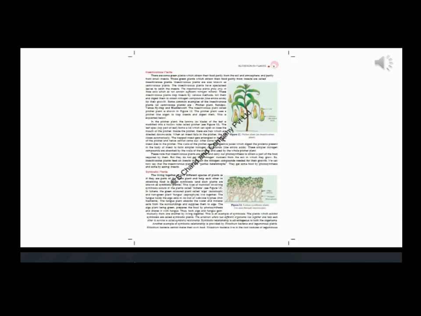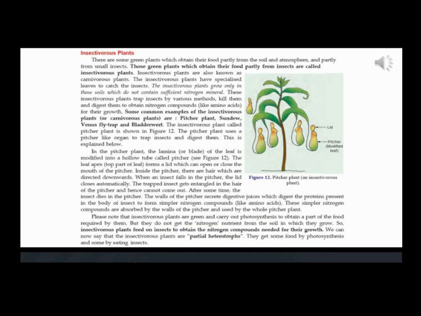Come to the next page, 9. Insectivorous plants. There are some green plants which obtain their food partly from the soil and atmosphere and partly from small insects. Therefore, those green plants which obtain their food partly from insects are called insectivorous plants.